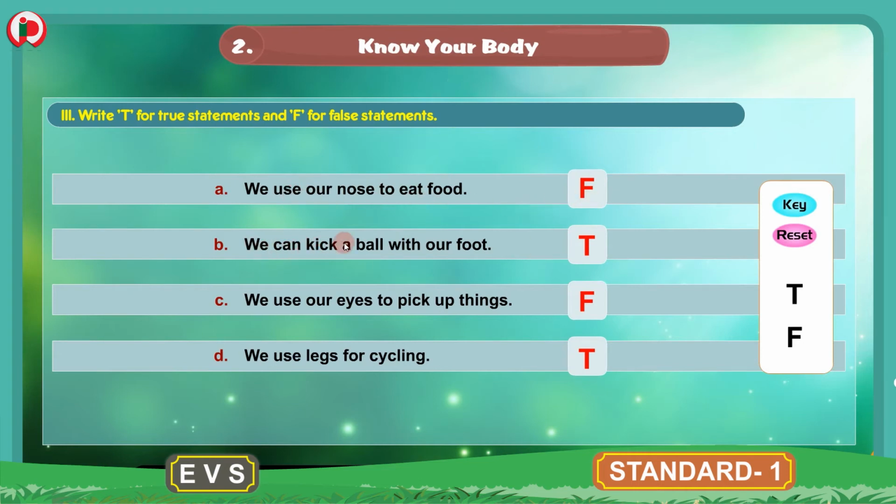We can kick a ball with our foot. This is a true statement. So we have put T for true. We use our eyes to pick up things. This is a false statement. So we have put F for false. D. We use legs for cycling. This is a true statement. So we have put T for true.